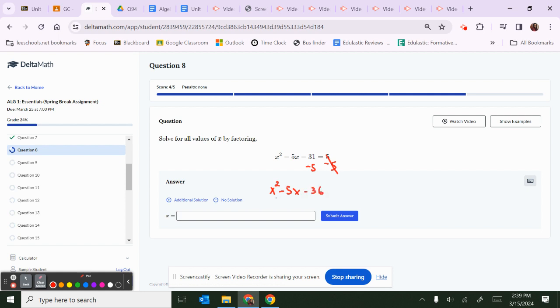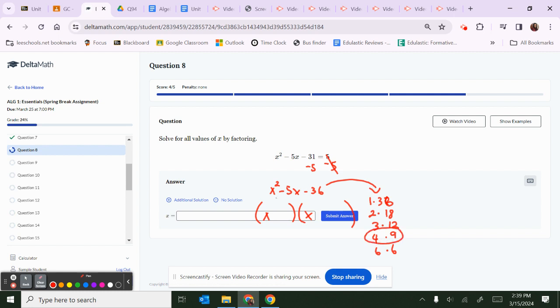Now factored form, 2 pairs of parentheses, put my x's. What are all the numbers that multiply to give me 36? 1 and 36. 2 and 18. 3 and 12. 4 and 9. 6 and 6. Which pair do you think would add and subtract to give me a 5? The 4 and the 9.